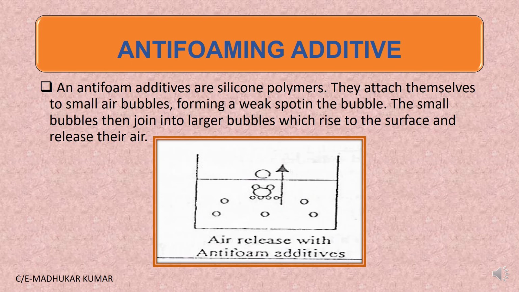What we have are the anti-foam additives. These are silicon polymers. They attach themselves to the small air bubbles, forming a weak spot in the bubble. And the small bubbles then join together, forming a large bubble, which will rise to the surface and release the air. So in the lube oil, the release of the air is possible with the help of the anti-foaming additives, and this is going to prevent the foaming of the lube oil film, and that's how the load carrying capacity of the lube oil is kept intact.